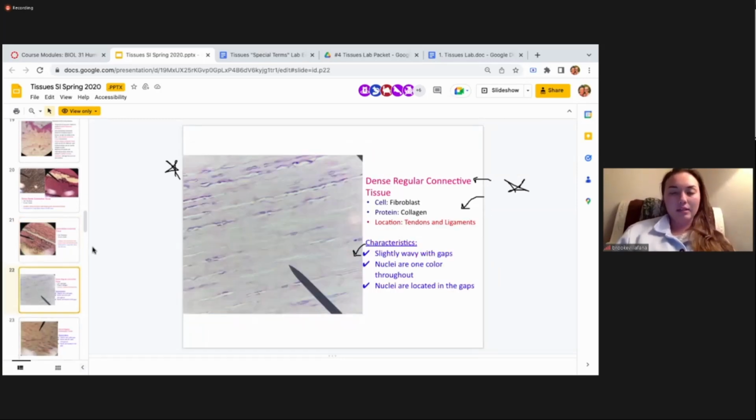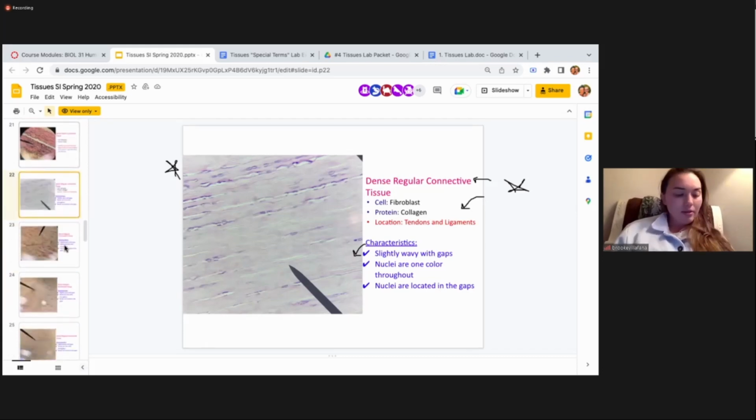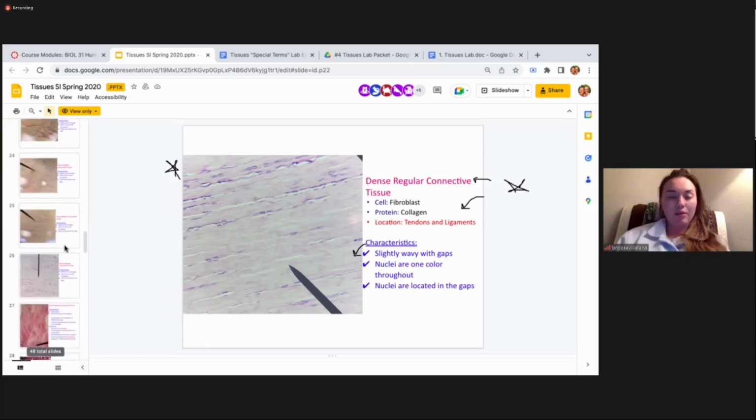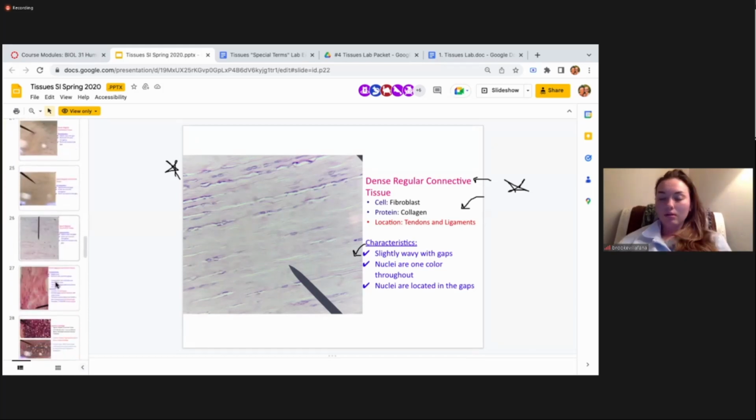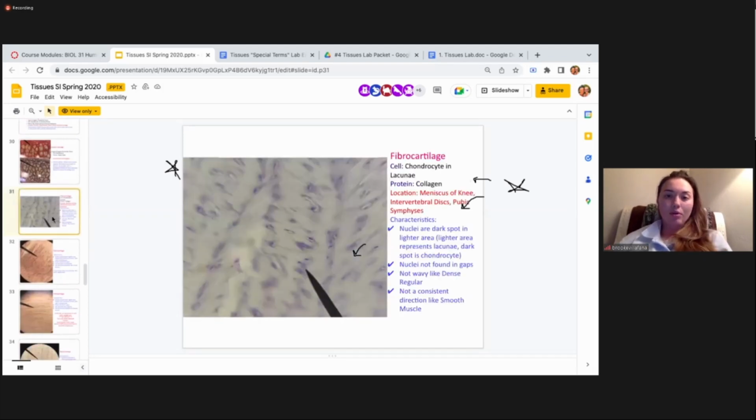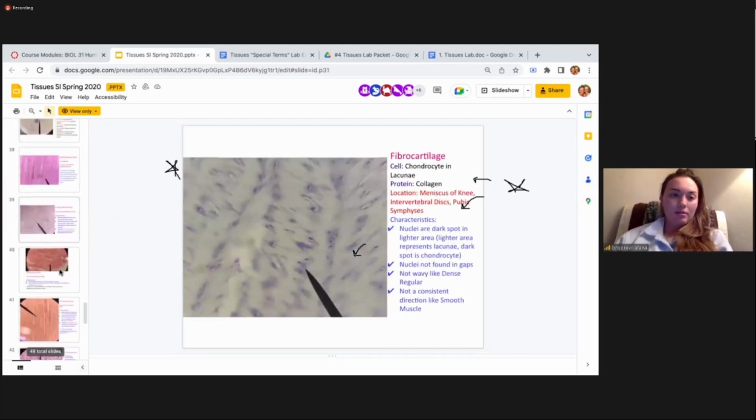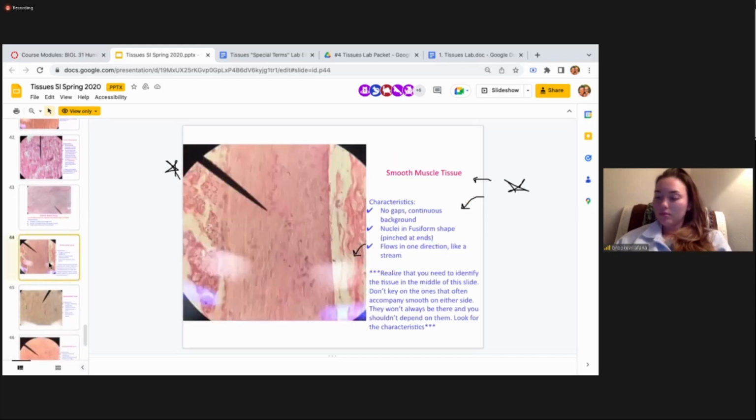Now we have dense regular connective tissue. This is one of the hardest tissues to identify, and it actually gets most often confused with two other tissues that look very similar: fibrocartilage and smooth muscle are the other ones that it gets confused with. So we have dense regular, and then we have fibrocartilage and smooth muscle. So I'll do a compare and contrast.